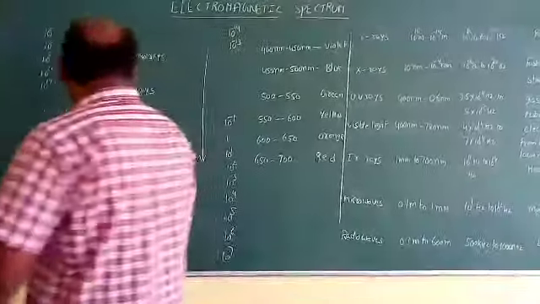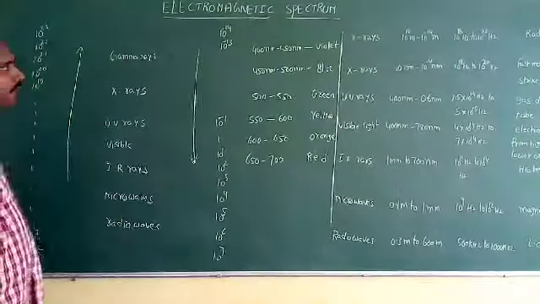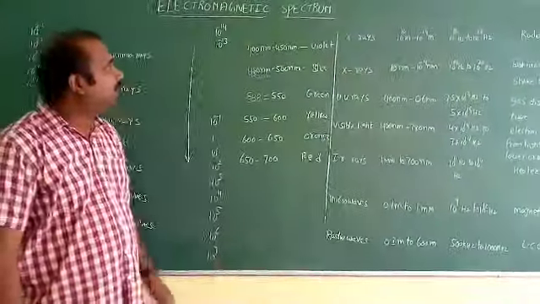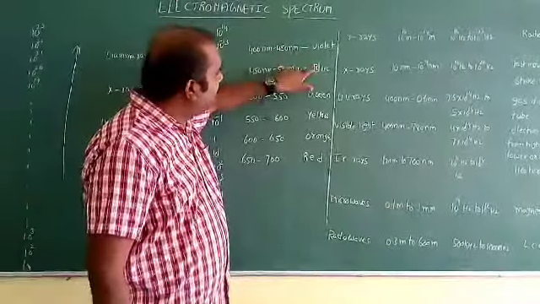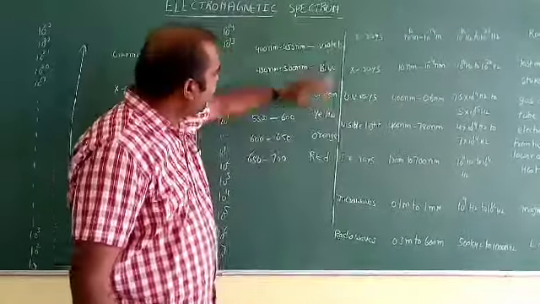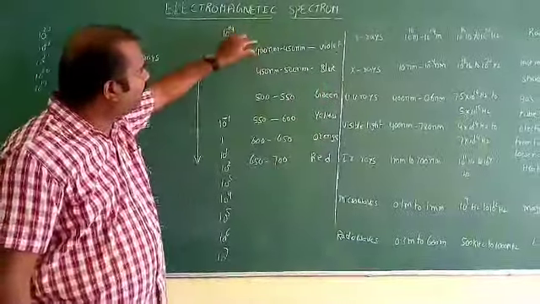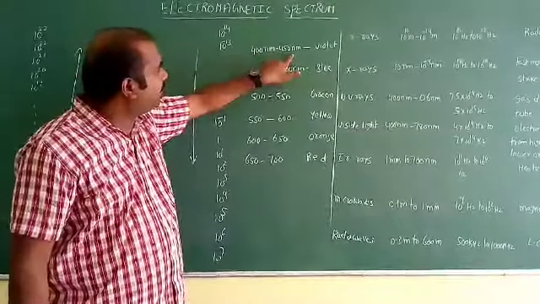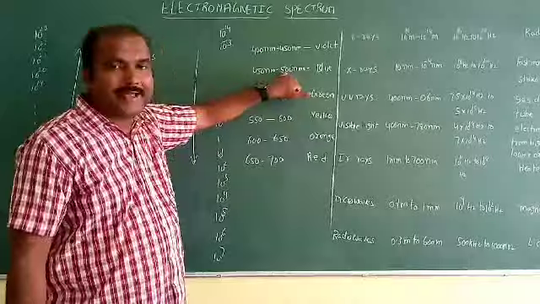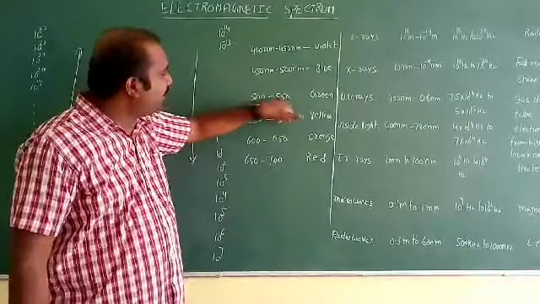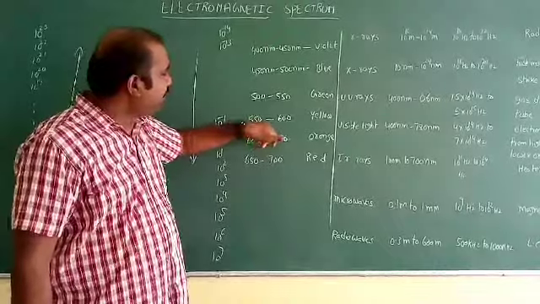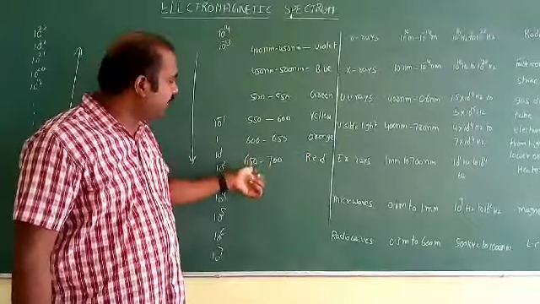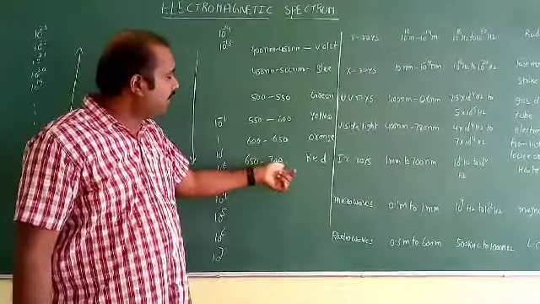And next category, the visible spectrum. In the visible spectrum we have 7 colors, VIBGYOR. What are they? Violet, indigo, blue, green, yellow, orange and red. And what are the ranges of these colors you see here? Violet's wavelength is 400 nanometers to 450 nanometers, blue 450 to 500 nanometers, green 500 to 550 nanometers, yellow 550 to 600 nanometers, orange 600 to 650 nanometers, and finally red 650 to 700 nanometers.